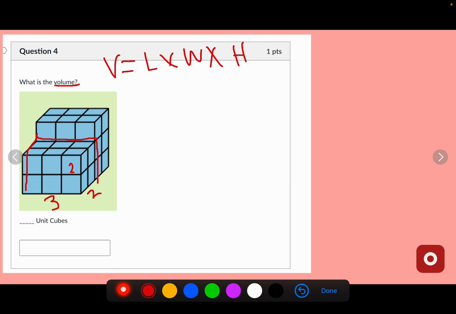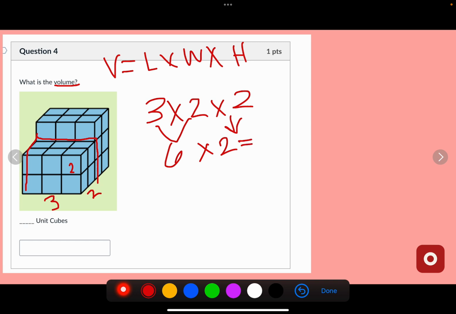Now put it into our formula. 3 times 2 times 2. Well, 3 times 2 is 6. We're going to bring this down. 6 times 2 equals 12. But we are not done because we only saw one part of the figure. We now need to do the other part.